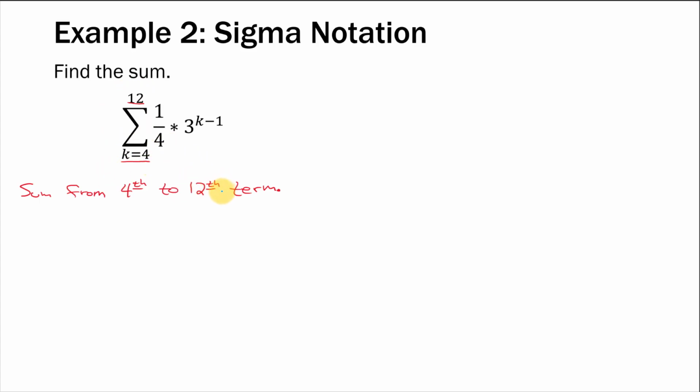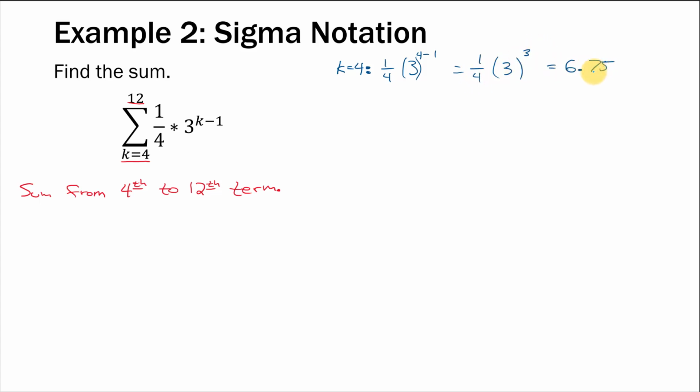Okay, so first thing I need to do is go ahead and evaluate this whole expression when k is equal to 4. Okay, so when k is equal to 4, I've got 1/4 times 3 raised to the 4 minus 1. So that's going to be 1/4 times 3 raised to the 3rd. That's going to be 6.75.